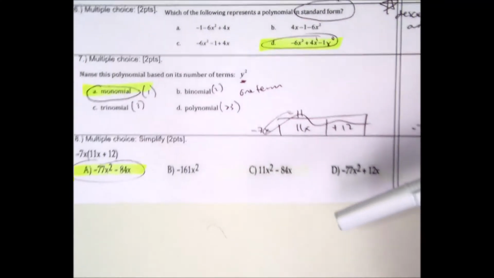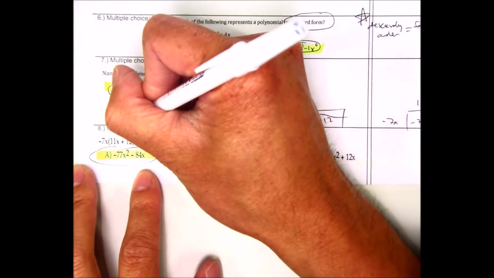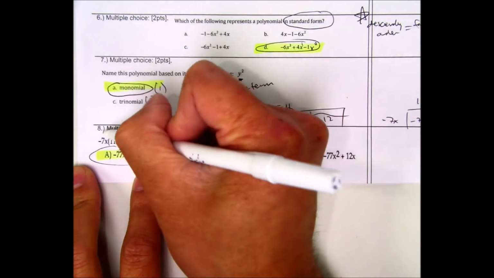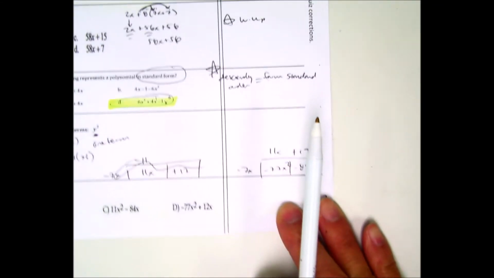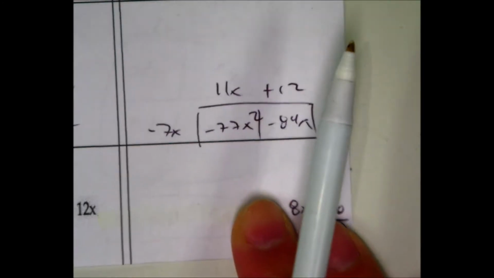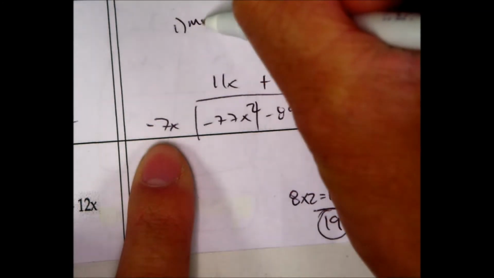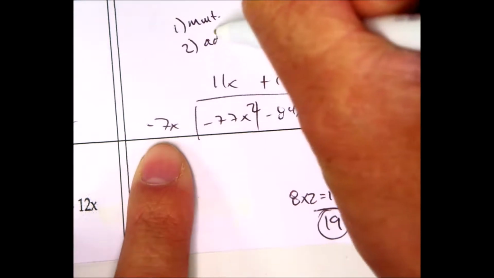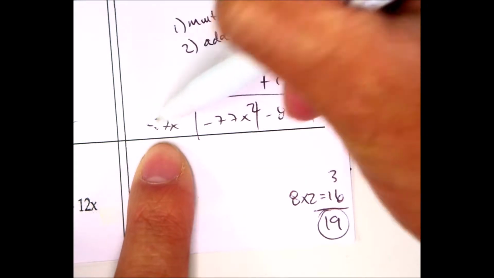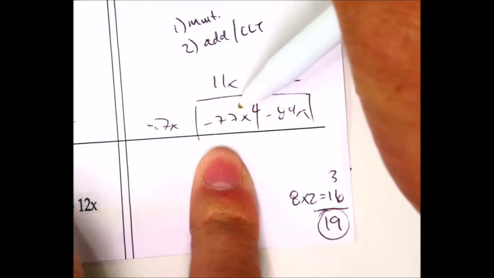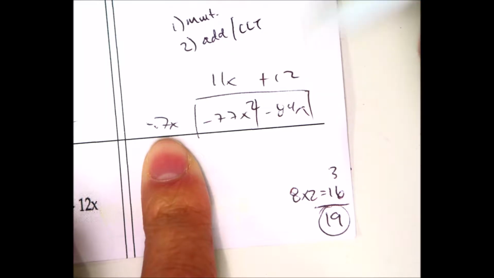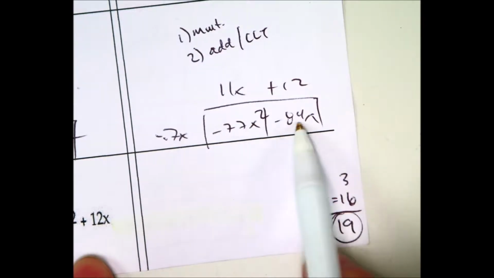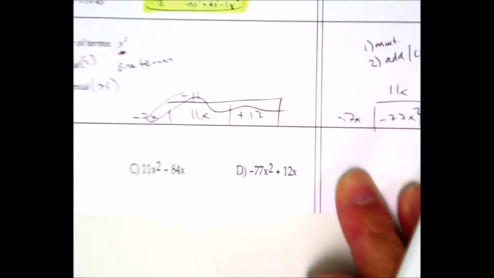And question number 8 says simplify. Again, you have multiplication here, so you're going to have to just multiply. You have a monomial times a binomial, 1 times 2, so you can use this box right here. You're going to do the same thing, multiply first, and if there's anything like terms, go ahead and add. So negative 7x times 11x gives you negative 77x squared. Negative 7x times 12 gives you negative 84x. So these two right here, your answer choice is A.